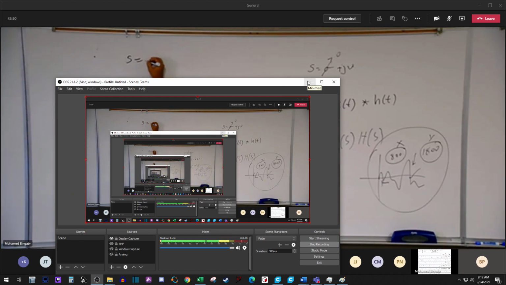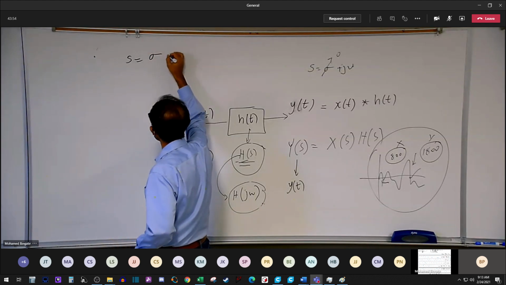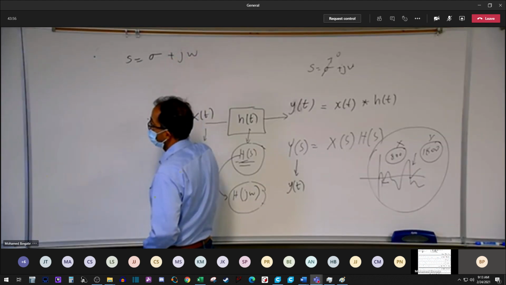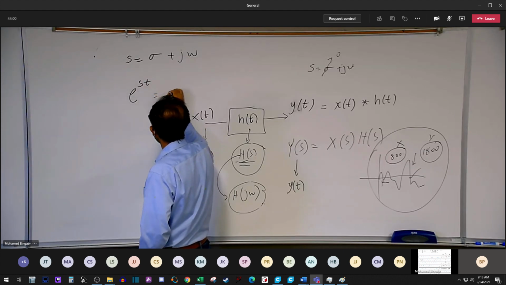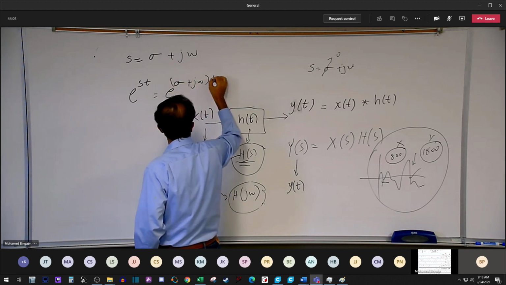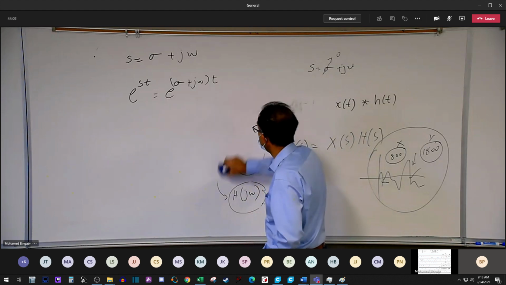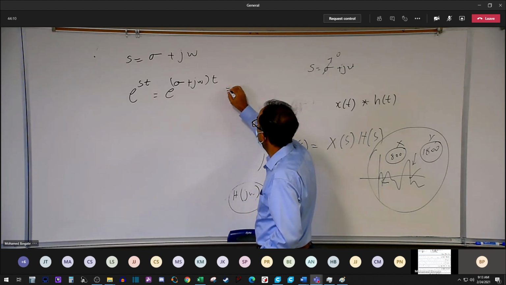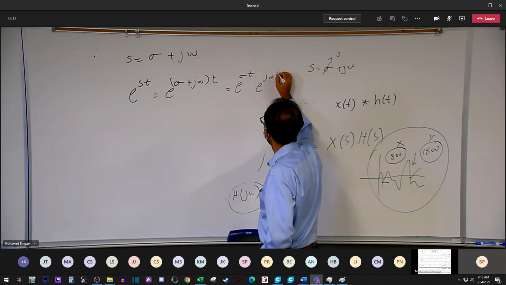S is complex frequency. It has a decay rate and it has an oscillation. And the signal e^(st) is just like e^((sigma + j omega)t). So it has two parts. The first part is the decay. And the second part is the oscillation.